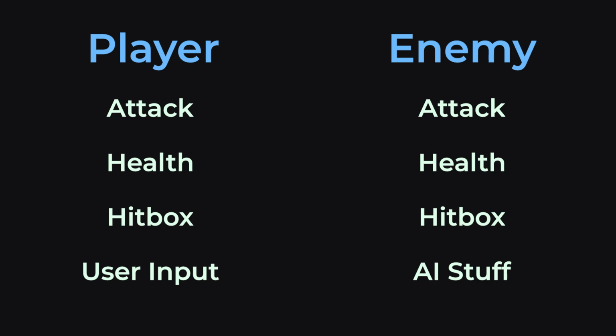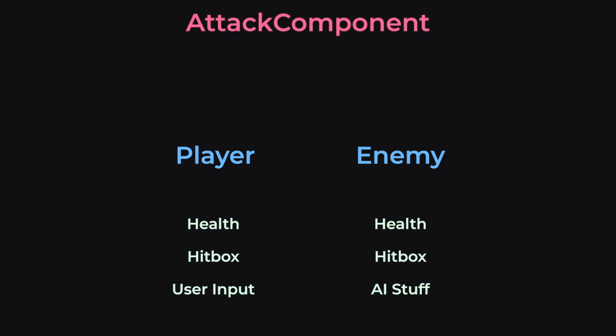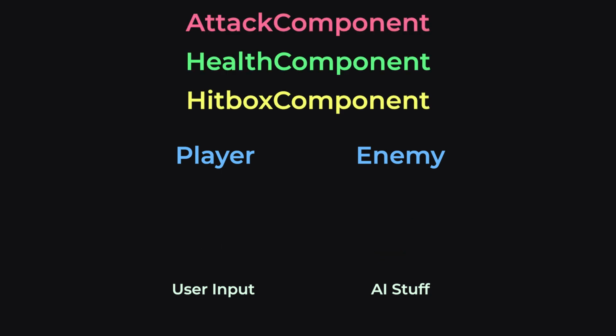Let's rewind a bit. Instead of using inheritance, we'll approach this with composition. Instead of making one superclass, you instead make multiple components. So for example, we would have an attack component, a health component, and of course a hitbox. Then the player and enemy would both just have their own list of components that they need. In this case, we have 3.